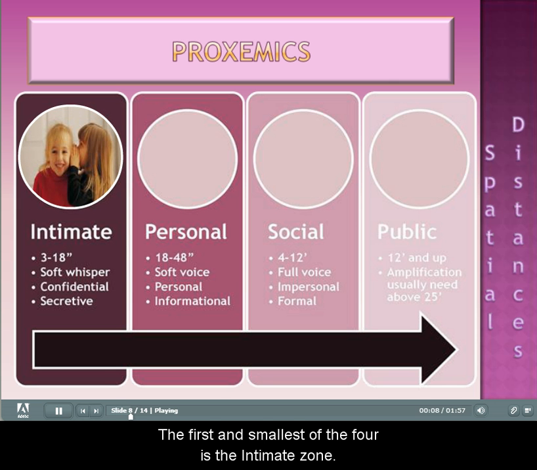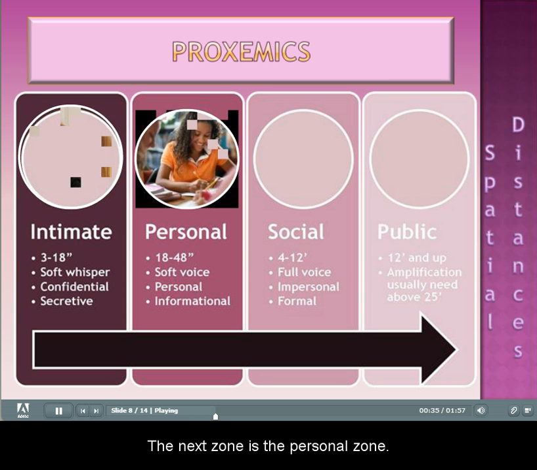The first and smallest of the 4 is the intimate zone. Although this is the intimate zone, it doesn't mean sexual. By definition, intimate means a characterization by or involving warm friendship, very private or closely personal information. 2 people will be about 3 inches to 18 inches or a foot and a half. In this proximity to each other, conversations tend to be a soft whisper. Confidential or secret information is shared.